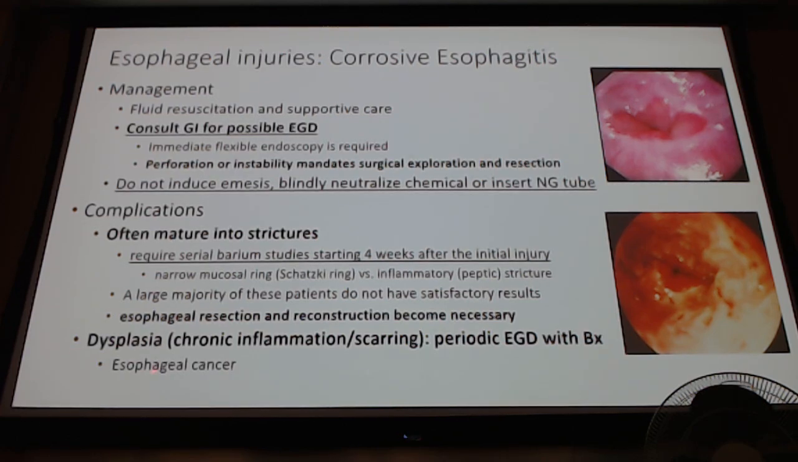Dysphagia, so chronic inflammation and scarring. We normally do a periodic EGD with biopsies because, again, anytime you damage the esophagus, it doesn't like it and will change its actual tissue type into cancer. So we must always do EGDs to check for esophageal cancers in people who have this history.